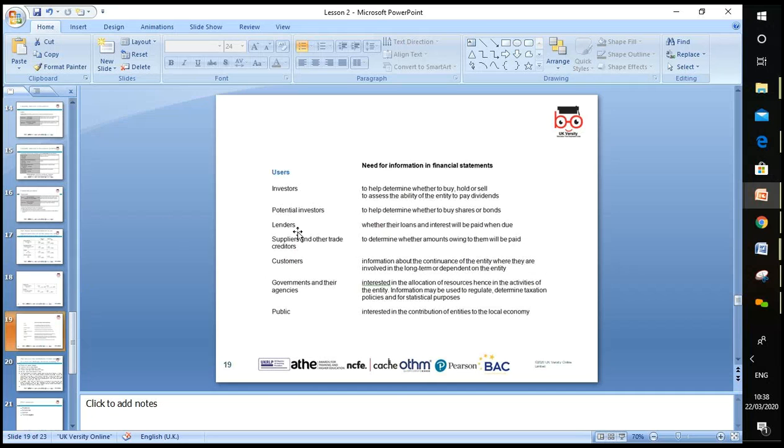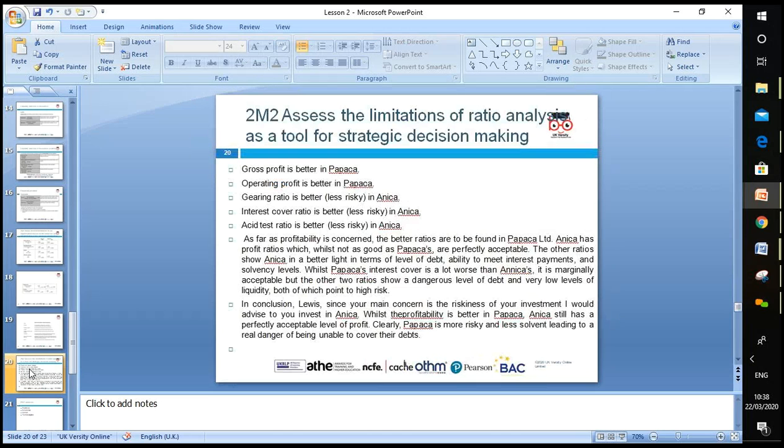So then maybe we can look at which category we are. Are we the investor, are we lenders, and what are we really looking for? They need information, and they can make different decisions. Okay, any question there? No. Okay, then this is assessing the limitation. What is meant by limitation of ratio?